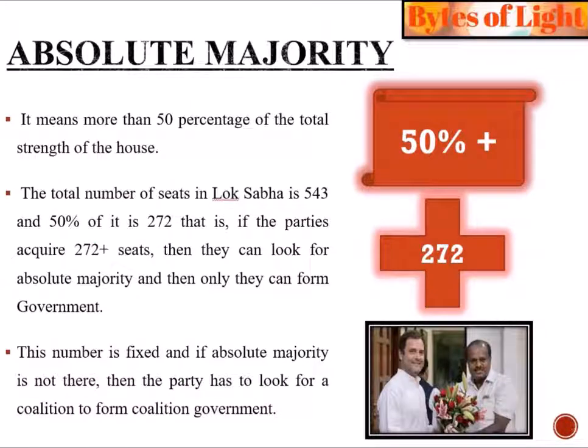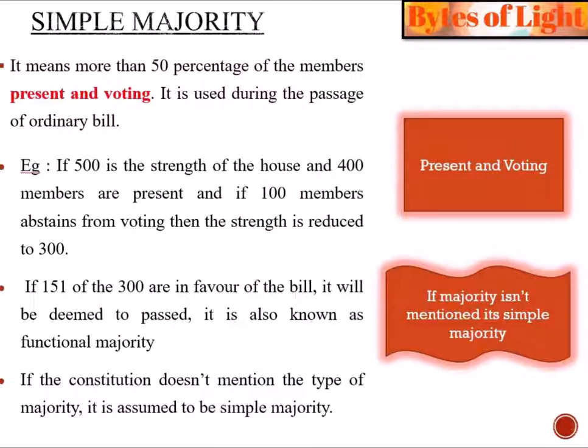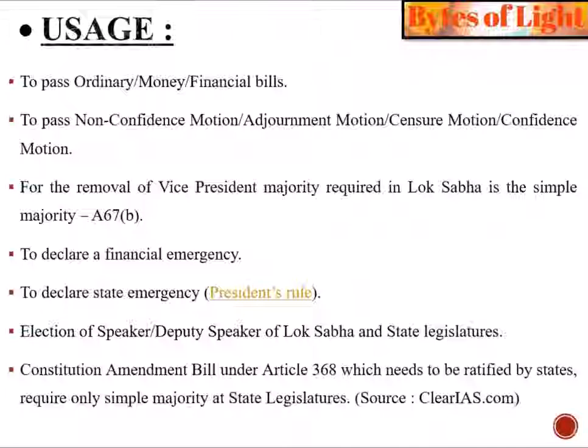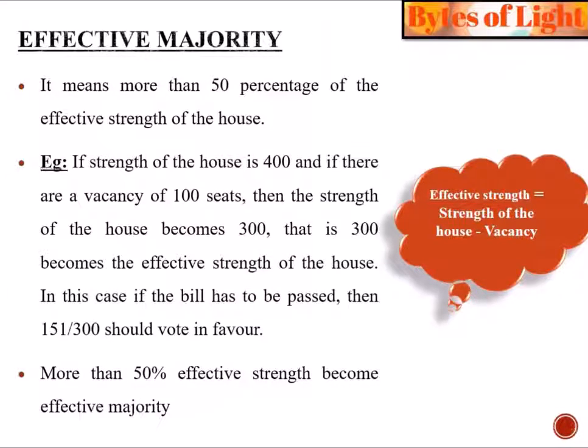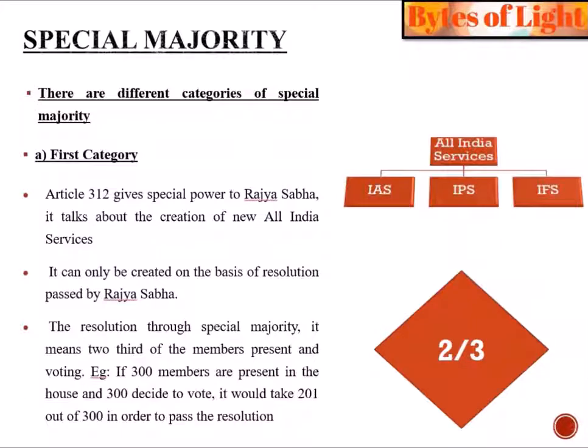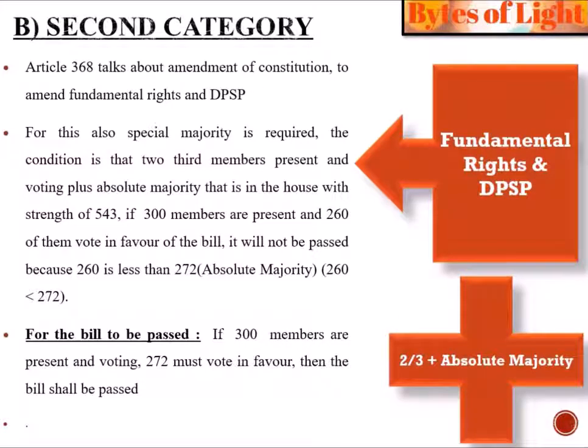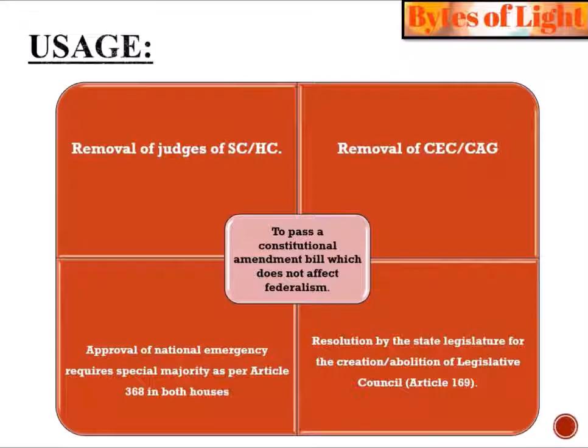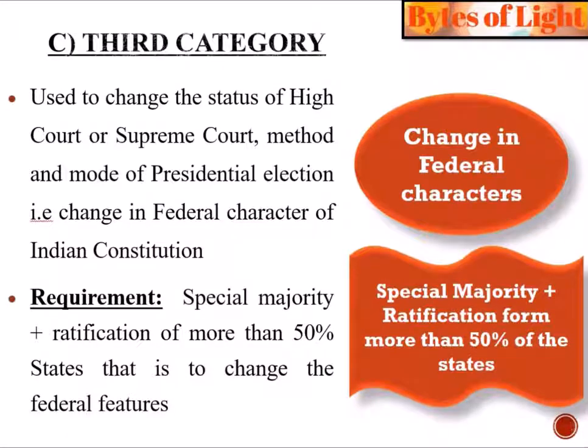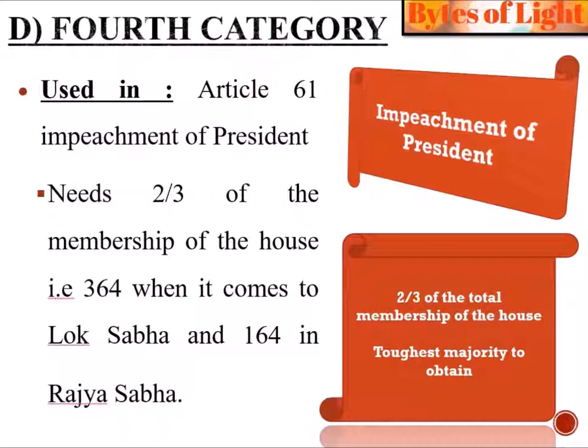Absolute majority about 50% plus and 272, and about coalition government. About the simple majority, that is 50% of the members present and voting, and about its usage. About effective majority, that is effective strength is equal to strength of the house minus the vacancies present in the house. Its usage. About special majority, about its first category, the creation of new All India service. About the second category, about constitutional amendment, its usage, and coming to the third category, and about the change in federal characters, and also the special majority plus the ratification of more than 50% of the states, that is the requirement, and about the fourth category that comes with the impeachment of the president.